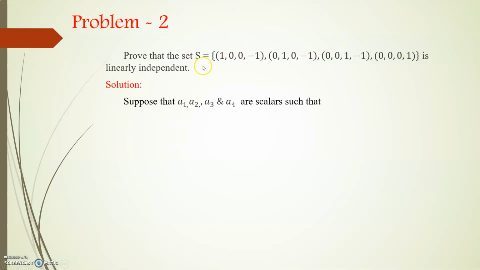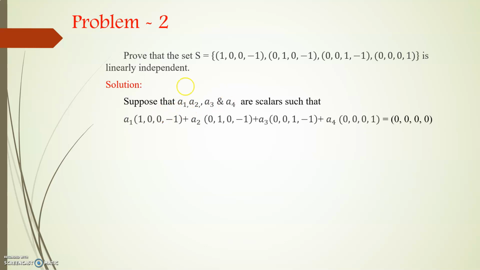Suppose that a1, a2, a3 and a4 are scalars such that the linear combination of these scalars with the vectors is 0. So we can write a1 into the first vector, a2 into the second vector, a3 into the third vector plus a4 into the fourth vector equal to all the elements as 0 on the right hand side. Now multiplying the scalars inside, we get the result like this.